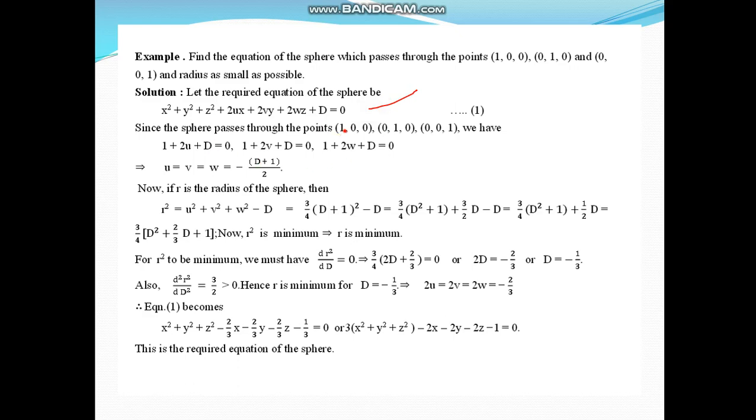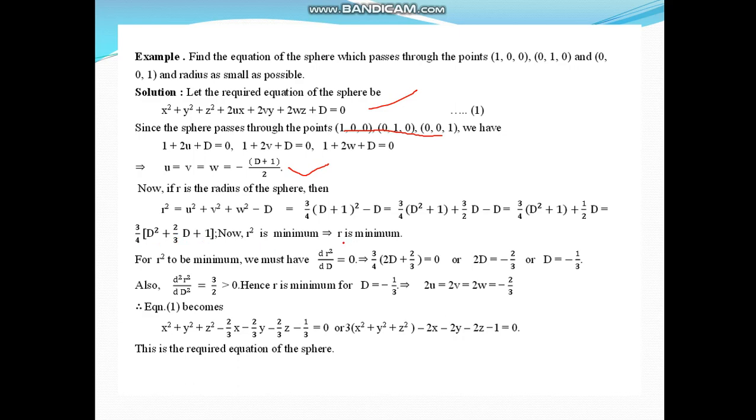Since it passes through these 3 points, these 3 points will satisfy the equation of the sphere. So it is 1 plus twice u and so on, equal to 0. So we can find u, v and w, which is given by this formula. If r is the radius of the sphere, we can write r square equal to this. Let us substitute here the values of u, v, w. After simplification, you will get this result: 3 by 4 d square plus 2 by 3 d plus 1.